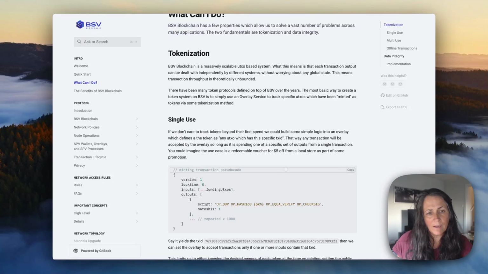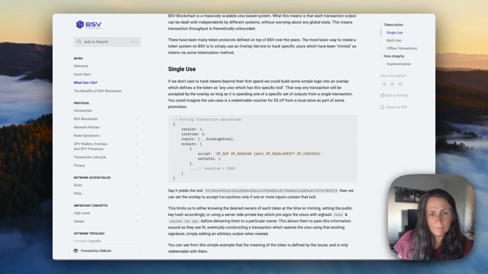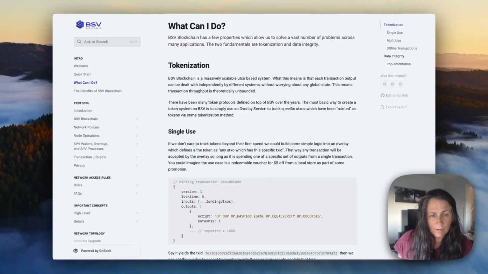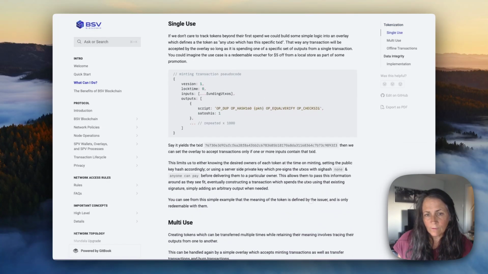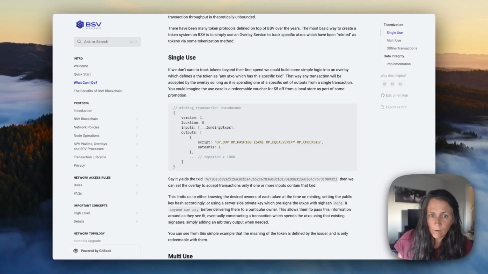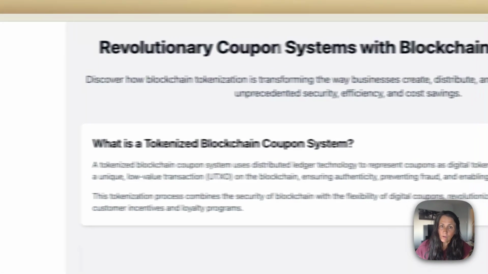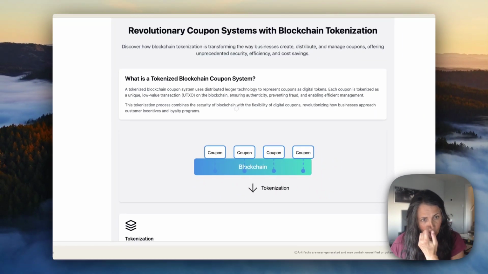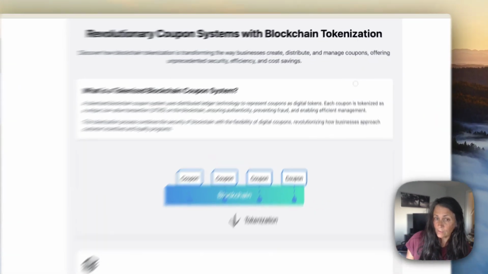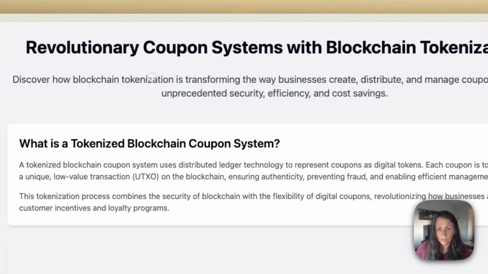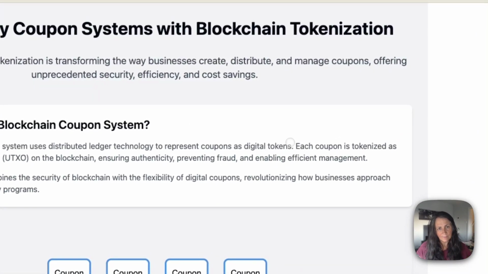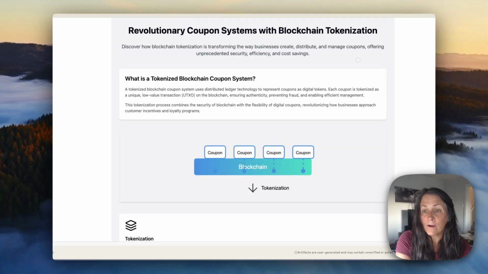So I was inspired by the BSV developer website, and they're talking about tokenization, and they're showing us a little pseudocode here. And they go into how this is actually what a contract might look like for tokenizing coupons. A coupon system with blockchain tokenization uses distributed ledger technology, so that is a blockchain, and it represents coupons as digital tokens. And so each coupon is tokenized as a UTXO.